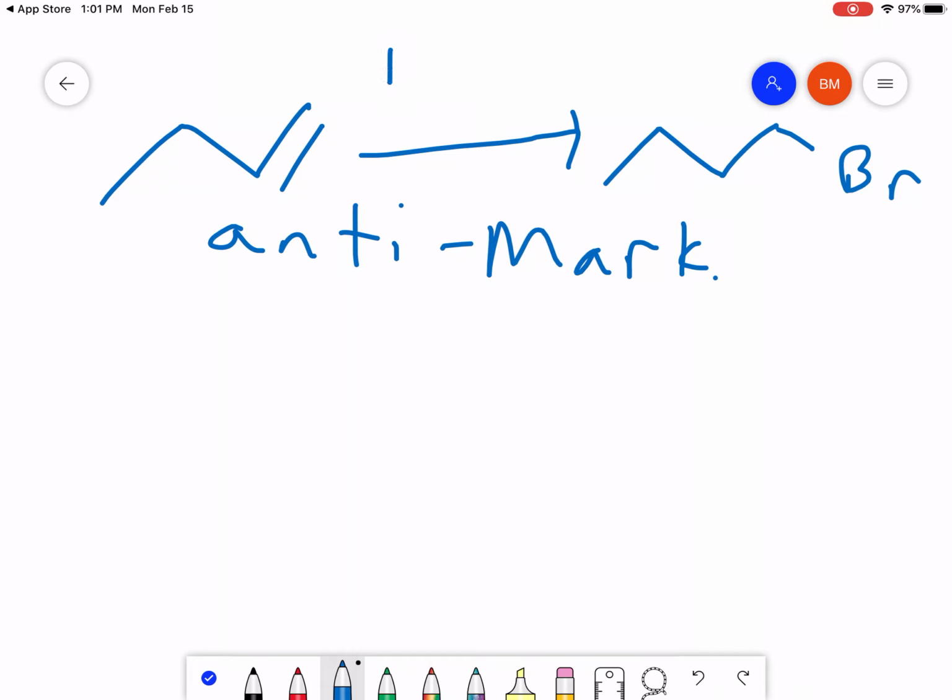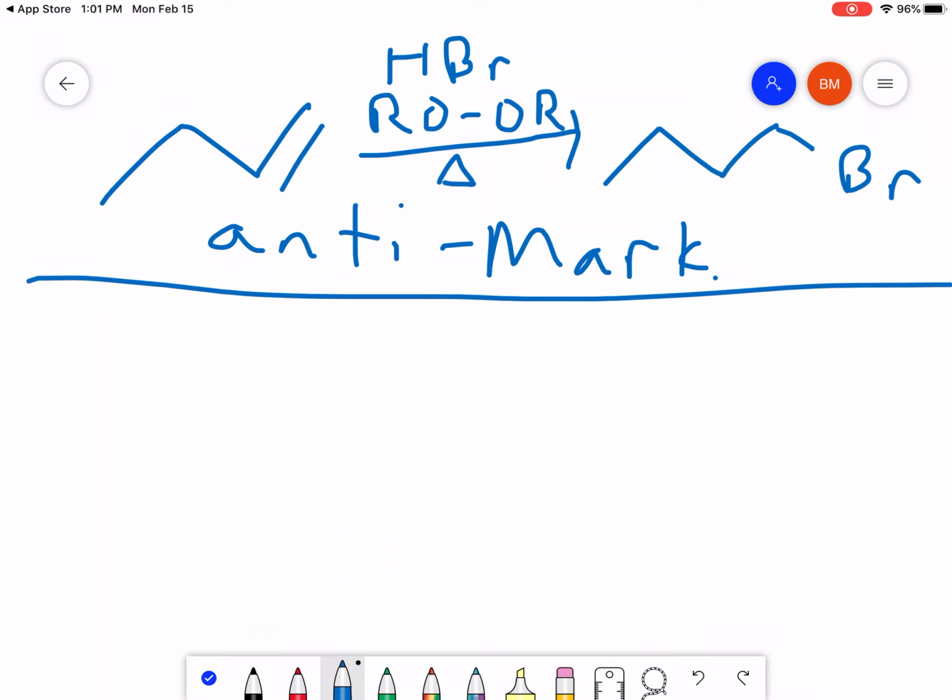All right? So it's pretty similar. However, you have to add more stuff to it. And instead of just adding HBr, you're also going to add a peroxide. And I'm going to represent peroxide here, ROOR. And then an energy source, either heat or UV light. All right? Let's see how this is going to proceed. Just like anything else radical, you're going to have initiation, propagation, termination.